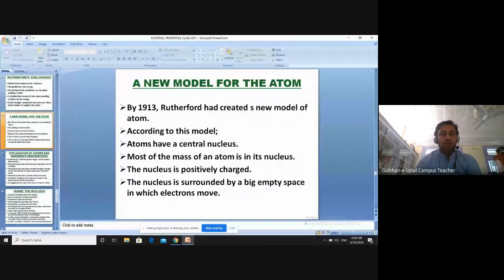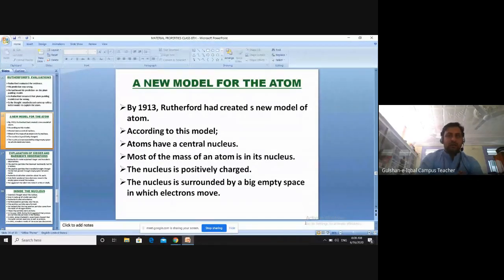Point number three, according to this model, the nucleus is positively charged. When we bombard positive particles, some of the particles were deviating. It means that the central particle is positively charged, which deviates the positive particles. If it were a negative particle, it would have attracted the positive particles.